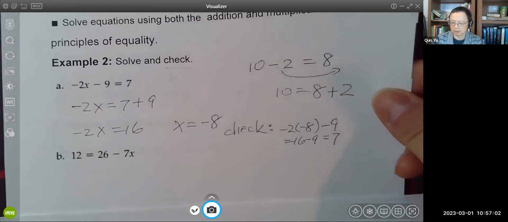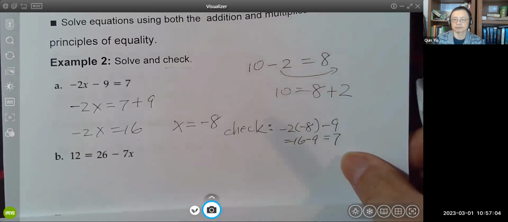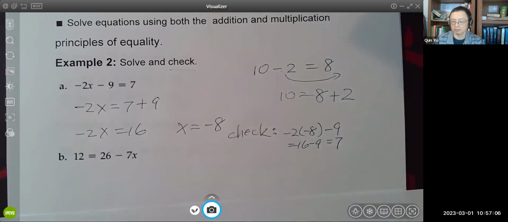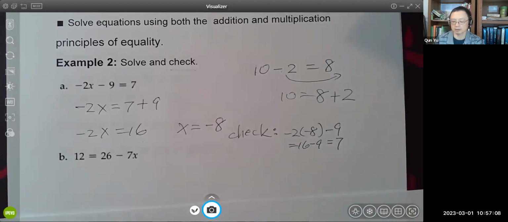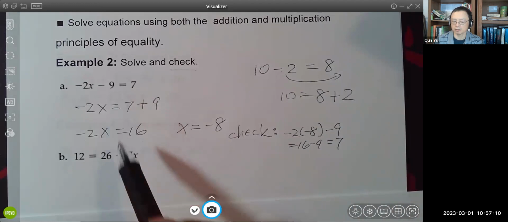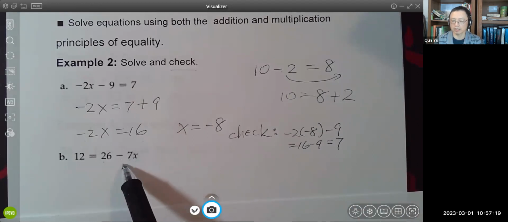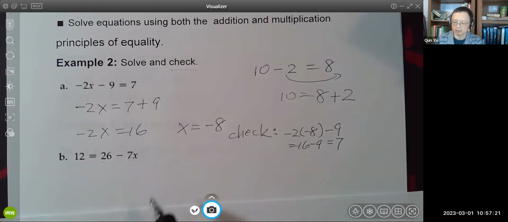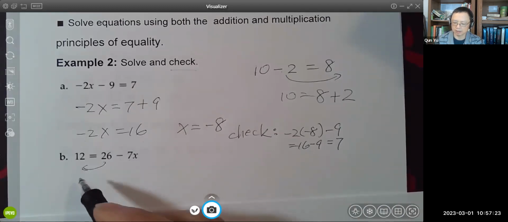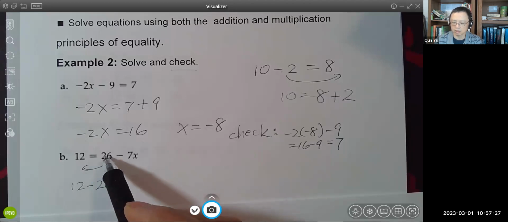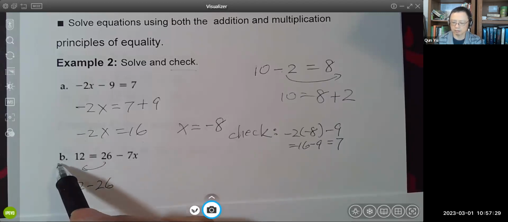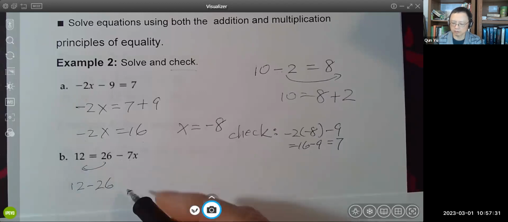Now, our second example. Basically, it's very similar structure to the first one. We don't want to have 26. We don't want to have -7. And we just want to have this x on the right-hand side by itself. So I move 26 to the other side. 12 minus 26. You can also put 26 in the front, -26 plus 12. The result will be the same.